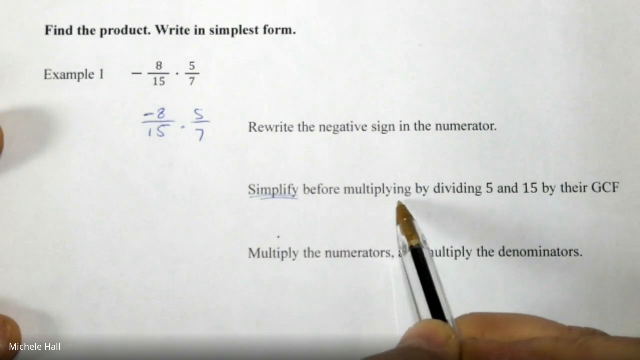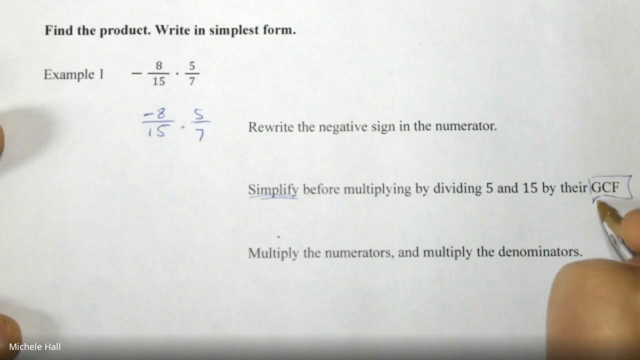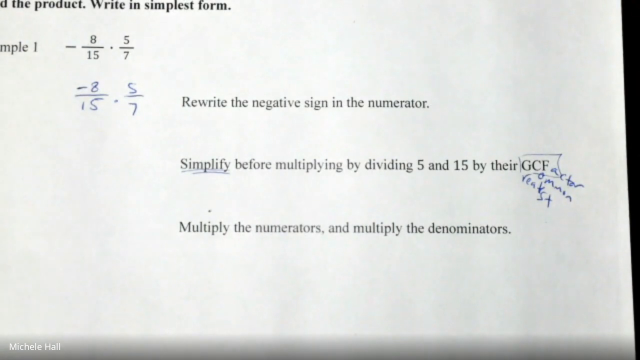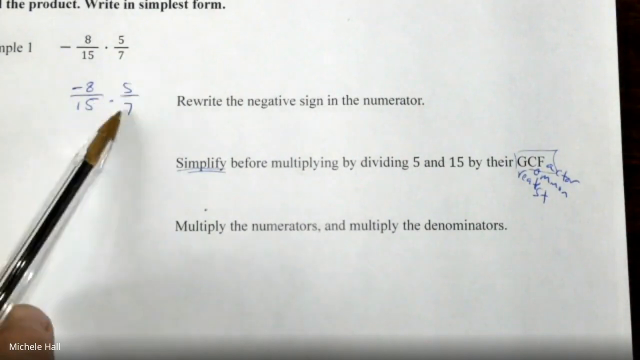And how do we do that? We're looking for the GCF, the greatest common factor. You look for the greatest common factor between the numerator and the denominator. I could look for that GCF between the numerator and denominator right here, 8 and 15. I could look at 5 and 7.